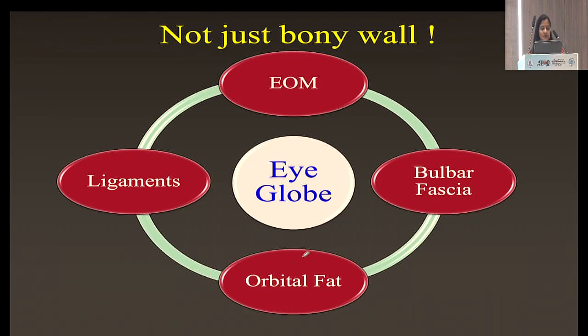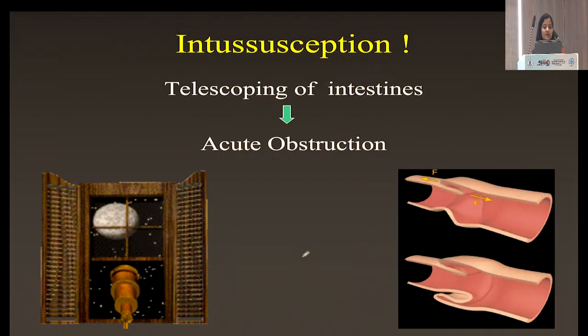Coming to the discussion, it is not just the loss of the floor, because there have been cases where there is loss of the maxilla along with the floor, but it does not cause complete dislocation of the globe. So definitely when there's a forceful trauma, there is a disruption of the ligaments, the bulbar fascia, and orbital fat prolapse, and the globe can telescope through the conjunctiva into the maxillary sinus.